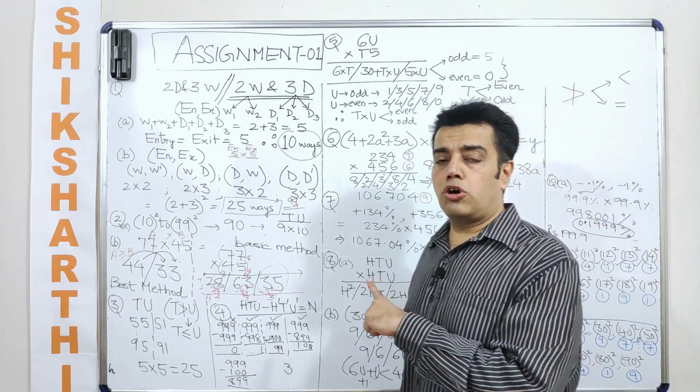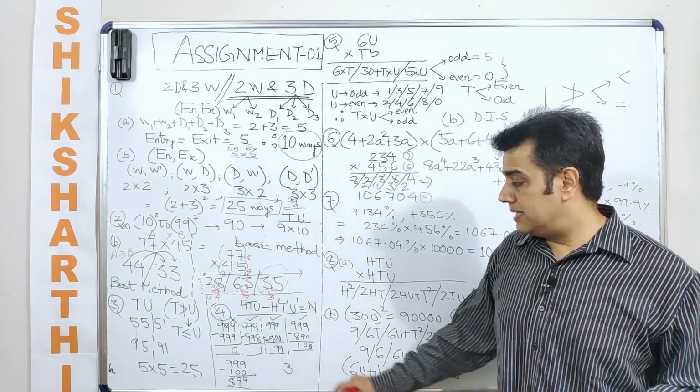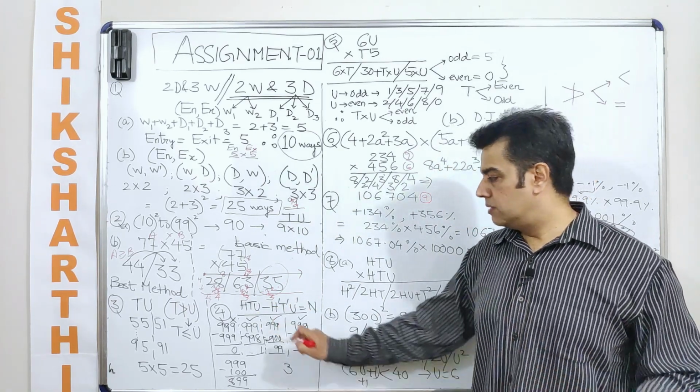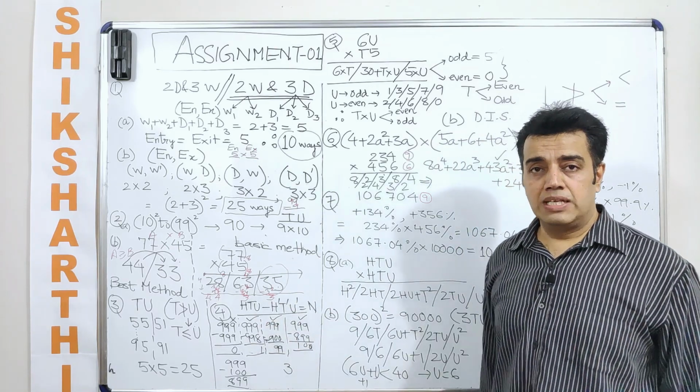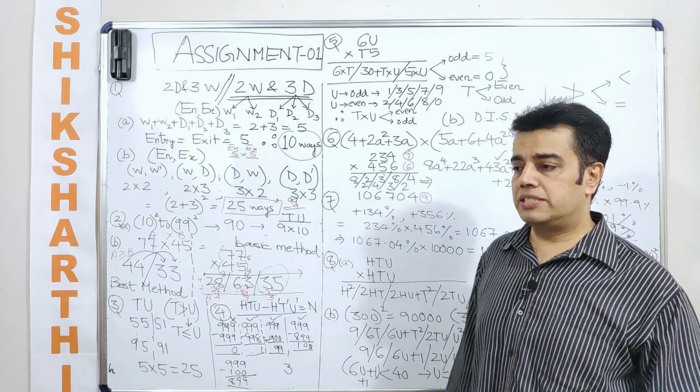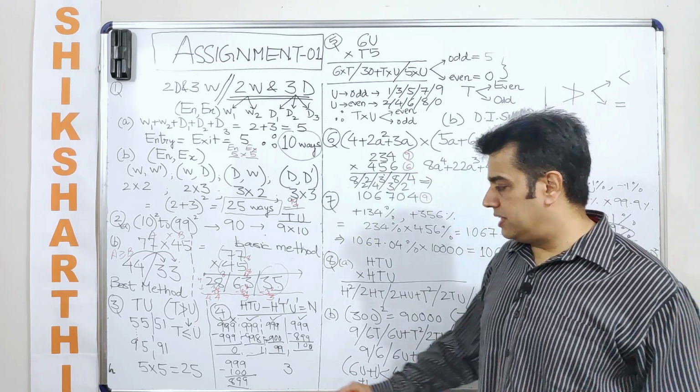So the very first thought that should come to your mind is that this HTU should be greater than H dash, T dash and U dash. Both of these are 3-digit numbers only. Then only it will give you a natural number, which is always positive. It is a positive integer. Once you have understood this, then you can take examples.